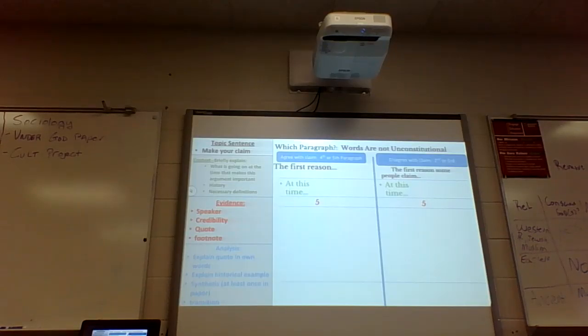So it is possible that your previous paragraph has the word first, the first reason, and then this one also says the first. But they're arguing the first reason for the opposite side. You follow me? Is this the previous paragraph? Yeah.